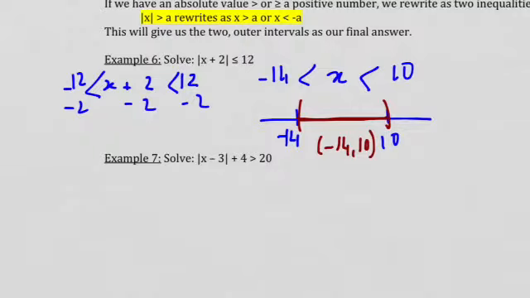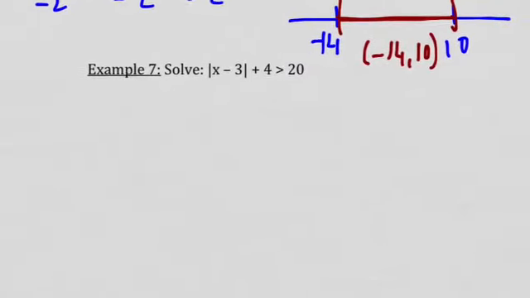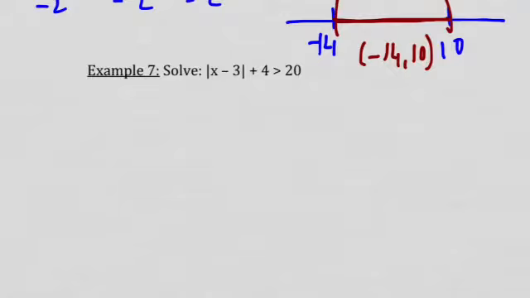When I look at example number 7, I can see clearly that my absolute value of my algebraic expression is not standing by itself. It is the absolute value of x minus 3 plus 4. So the first thing I need to do is get rid of the 4 by subtracting 4 from both sides. And when I subtract 4 from both sides, I end up with the absolute value of x minus 3.